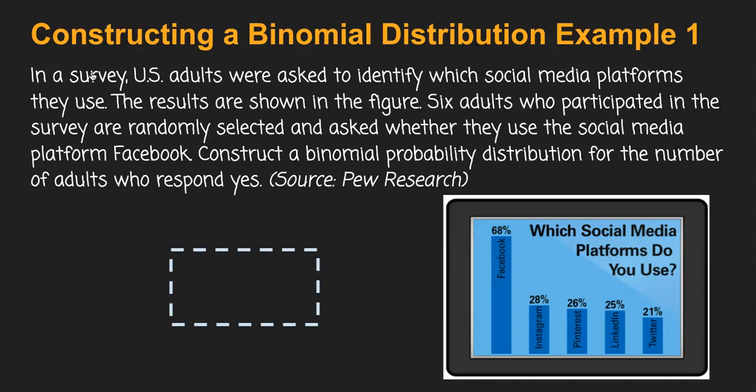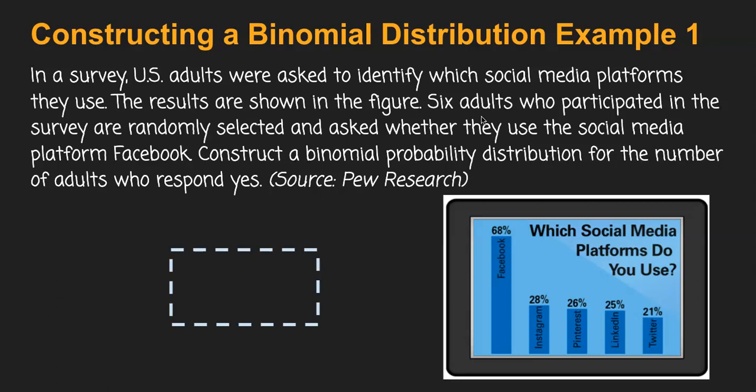In a survey, US adults were asked to identify which social media platforms they use. I've got a picture right here for you. 68% use Facebook, 28% use Instagram, 26% Pinterest, and so on. All right, so how are they making this into a binomial experiment? The results are shown in the figures. 6 adults who participated in the survey are randomly selected. Listen, they said 6 adults. So little n is going to be 6.